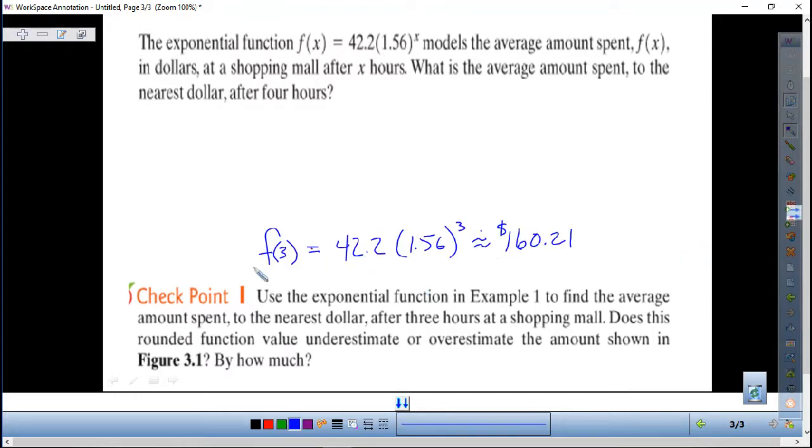Alright, so if you put your 3 into your equation here and calculate it, you're getting 160.21, and that's going to be the approximate amount modeled or expected by this function for you to have spent if you spend 3 hours at the mall.